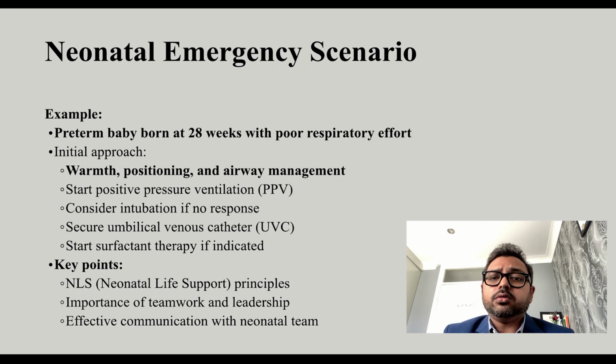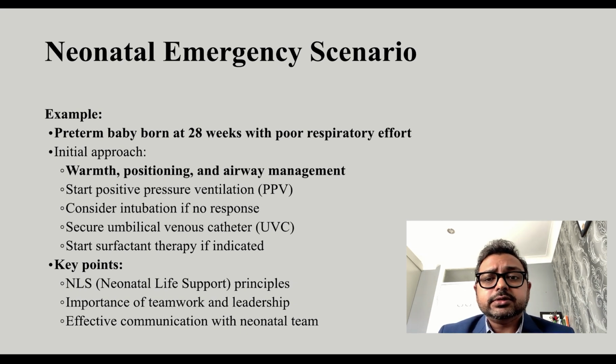If we are doing long ventilation and there is a requirement, you may consider endotracheal intubation. And we may need to insert the UVC line. Most of the time we are doing bloods as well as giving total parenteral nutrition through the UVC line. We may need to insert the UAC line for blood pressure monitoring as well as doing blood gases, and start surfactant therapy if it is required. Here we are using Poractant most frequently.